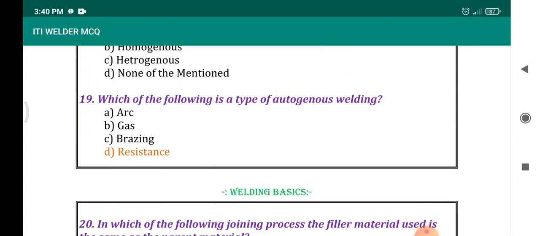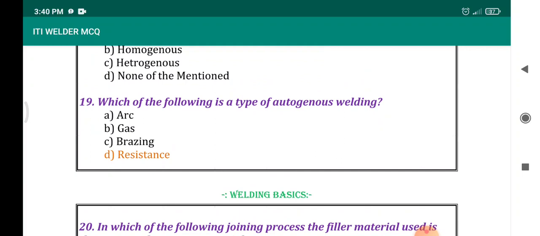Which of the following is a type of autogenous welding? That means no filler material is used. In arc welding, we will be using the filler material. In gas welding, we will be using the filler material. In brazing, we will be using the filler material. So in resistance welding, we will not be using the filler material. So it is an example of autogenous welding.